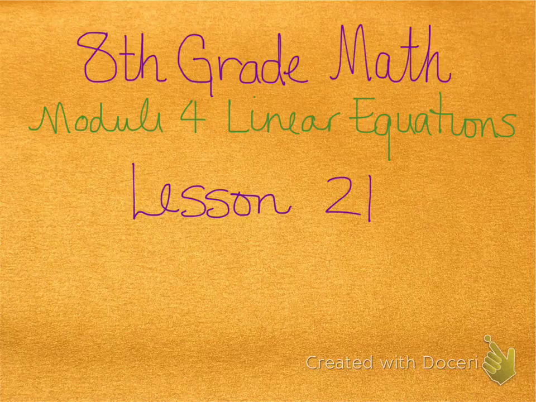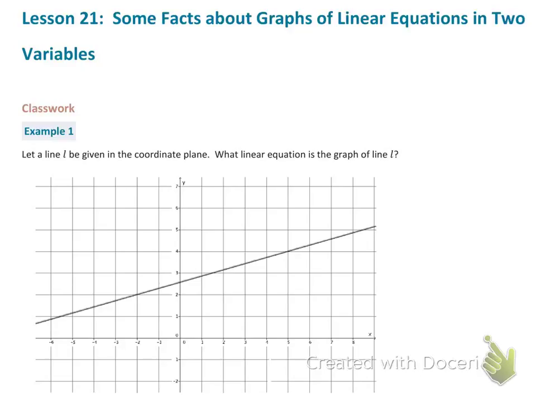We're going to be able to write an equation if all we know is any 2 points on the line, or if we know the slope and a point on the line. So we're also going to look at a different form of the slope formula. So let's get going with example 1.